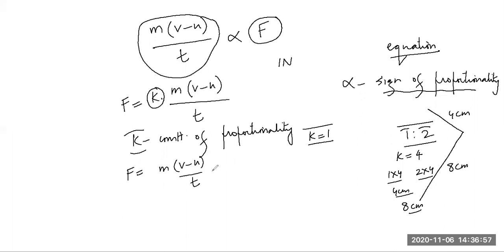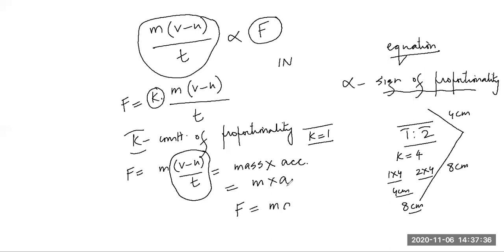Now students, comes a very interesting part. Can anyone tell what is the meaning of (v minus u)/t? Yes, acceleration, correct. Because v minus u is the change in velocity, and change in velocity divided by time is equal to acceleration, the rate of change of velocity. So I can say this is equal to m, the mass of the object, into its acceleration a. Students, from this I got a famous formula: F is equal to m a.